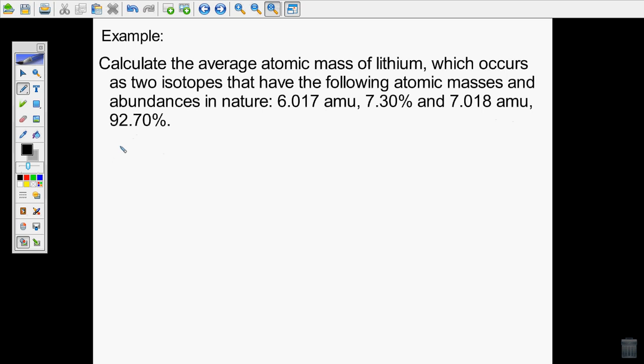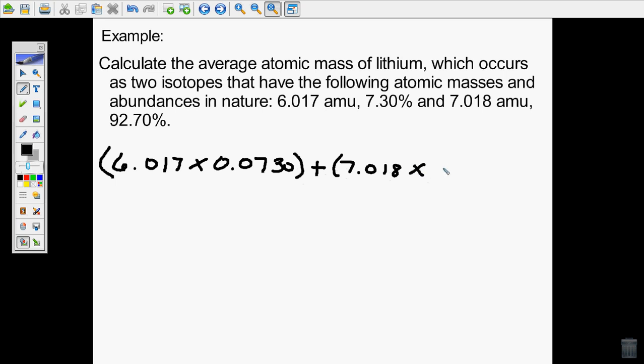So using our formula, I'm going to take our first mass, 6.017, and we are going to multiply that times our percent, but we're going to convert the percent to a decimal. And then we're going to do the same thing for our second isotope. We are going to take the 7.018 and multiply that by the decimal form of the percent abundance, which is 0.9270.